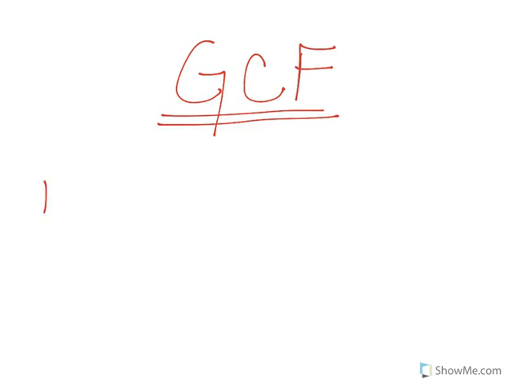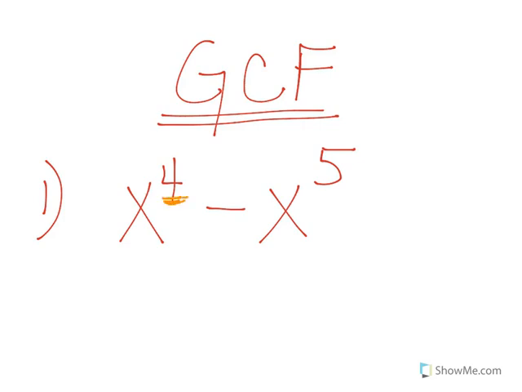So for example, let's just say that you had x to the fourth minus x to the fifth, and you had to factor, right? So certainly they have an x in common, but they have a little bit more than just one x in common. So the trick with greatest common factor when you're comparing two different exponents is you take the lower of the two. So the greatest common factor between these two terms would be x to the fourth.